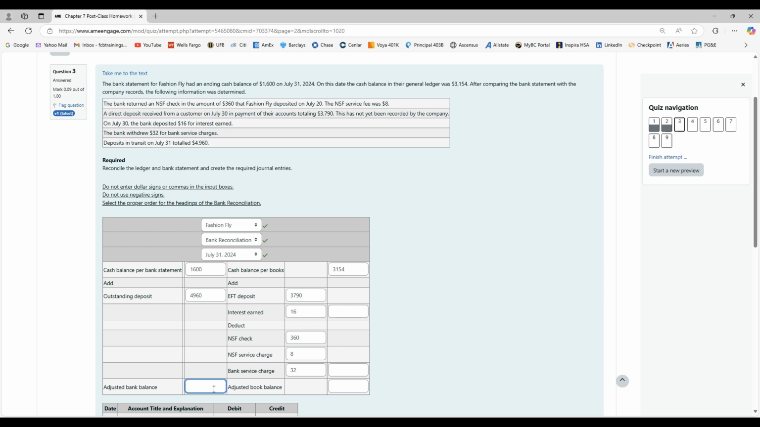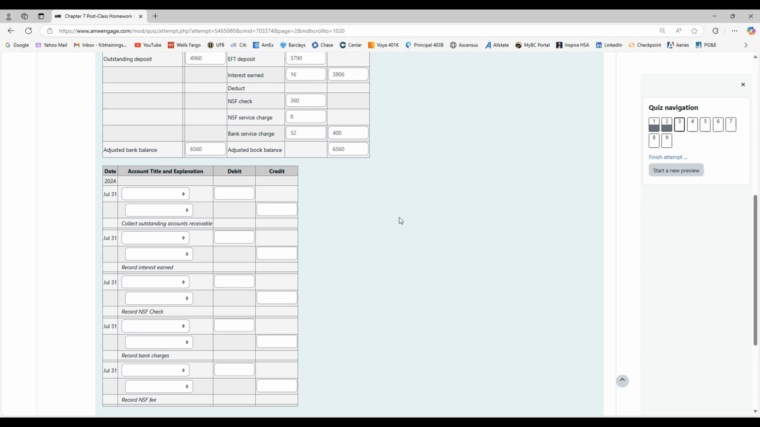So let's just add these together. So I got 6560. Let's take a look here. 3154. And our total deductions is 400. Total additions of 3806. And when we add all of that together, hopefully it comes out the same. 6560, woohoo! That's always good.